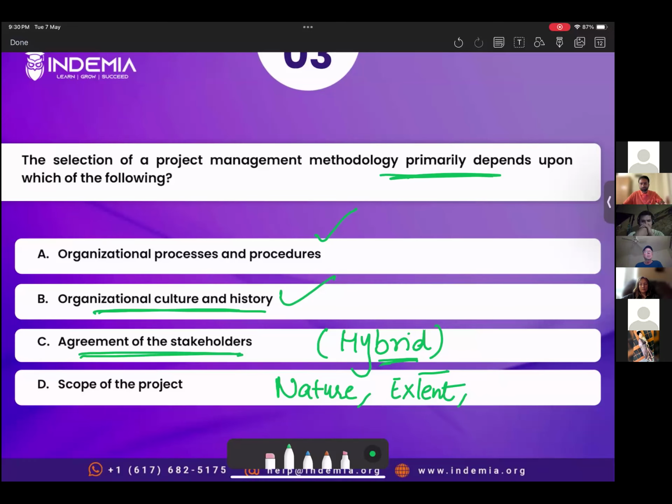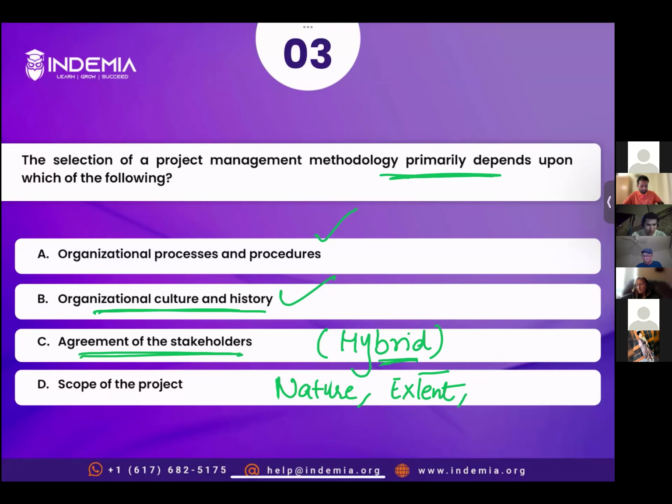So simple rule: if scope is certain, waterfall. If scope is not clear, agile. If we have both elements in the project, then we will be using hybrid. The correct answer is need of the project or scope of the project, which is option D. Let's read the explanation.